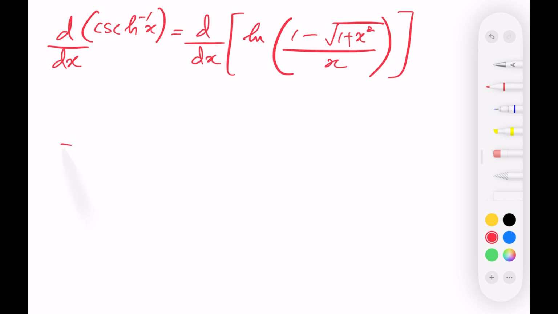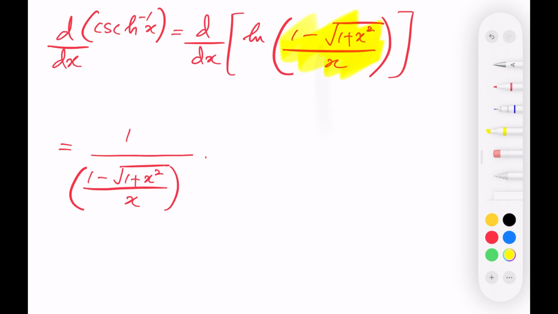When I differentiate that, it's an ln function. Once again, I have to put 1 over all of that function, which is 1 minus square root 1 plus x squared divided by x, that times the derivative of that function, because I have considered this as f of x. That's how you will differentiate ln f of x. It's going to be 1 over f of x times f prime x. So I need to differentiate this highlighted part. When I differentiate that part, it's a quotient. So I need to apply the quotient rule.